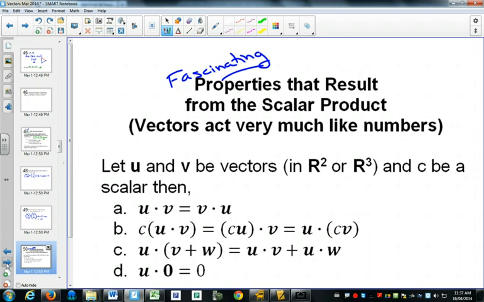Same thing if you multiply by a constant out in front. Do you remember the word for a constant in vectors? We call a constant in vectors a scalar, which makes the word scalar and scalar product confusing because you've got scalar in two different parts.